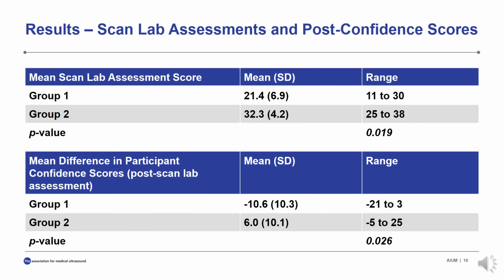Scan lab assessments on day 4 of the study demonstrated a significant difference in scanning performance between groups with a p-value of 0.019. Group 1 had a total mean score of 21.4 and Group 2 had a total mean score of 32.3.